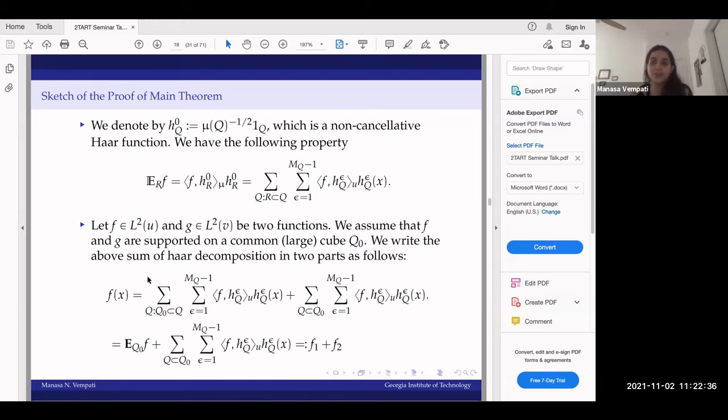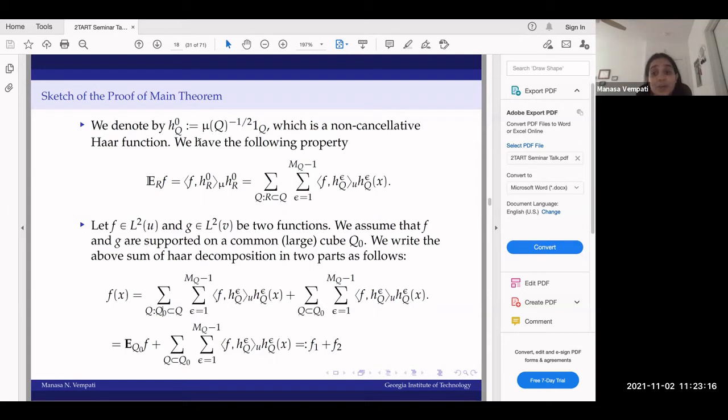So instead of controlling the operator norm, we try to control this inner product. We begin with these two test functions f and g that come from L^2(u) and L^2(v). Using the Haar decomposition that exists on the L^2 space, we can write f of x as the summation of the Haar coefficients. And considering a common large support cube Q_0, we can split the Haar decomposition for f into two parts: we sum over all the cubes that contain this support cube Q_0, and sum over all the cubes that are contained in Q_0.